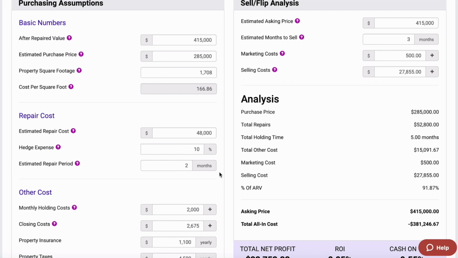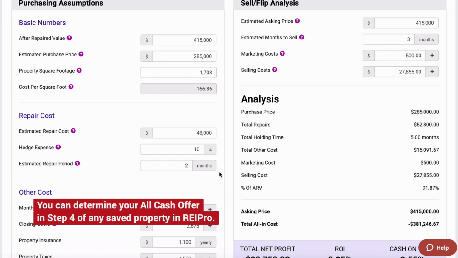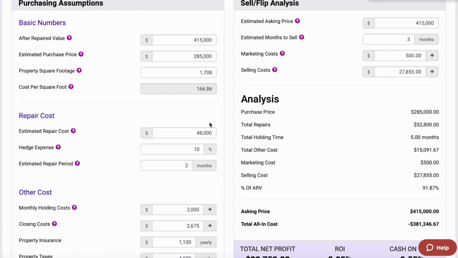Now, that purchase price was originally determined in step 4 of every property, running through my all cash offer formula of what we could pay the seller. So I would highly encourage you to do that first if you haven't already done that. The square footage and then the cost per square foot.